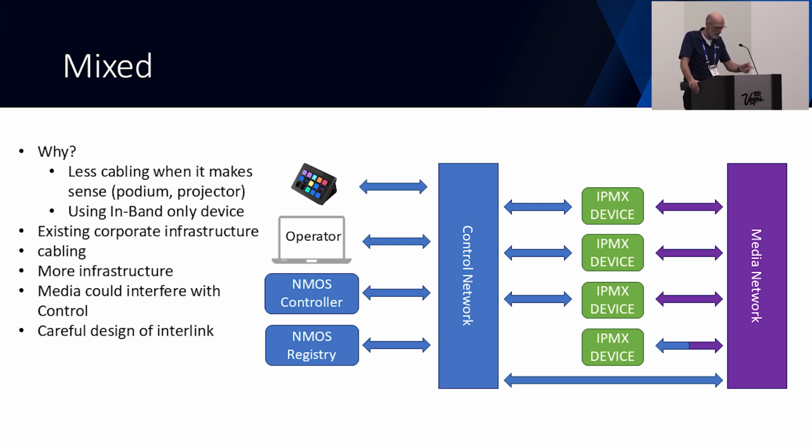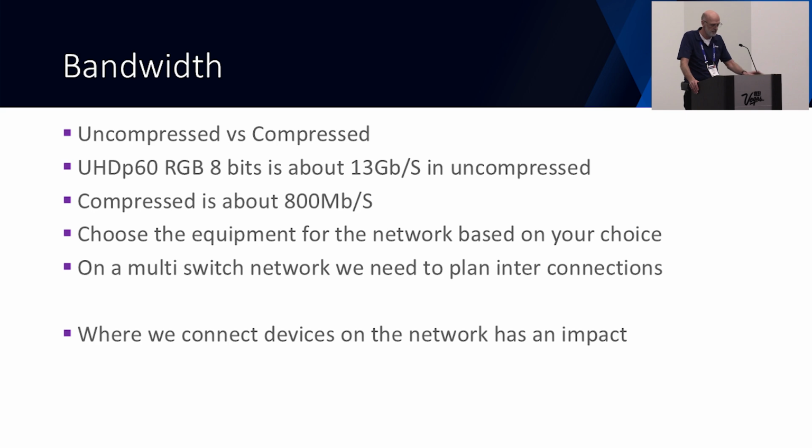So the existing corporate infrastructure can be used for control here, but you're going to have to be careful not to let the media into your control network. Cabling is the same as the complex one. It's going to require just as much infrastructure as a non-mix. The media could interfere with control, so it's going to require careful design of that interlink.